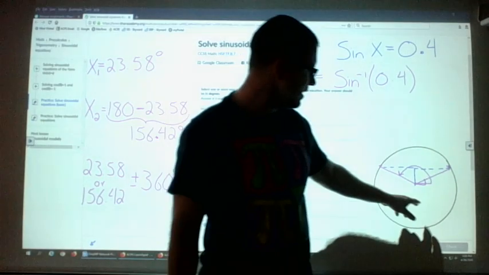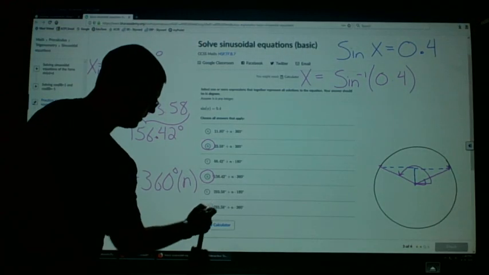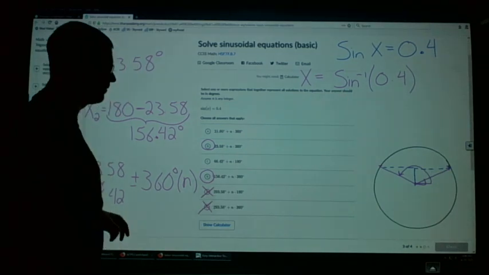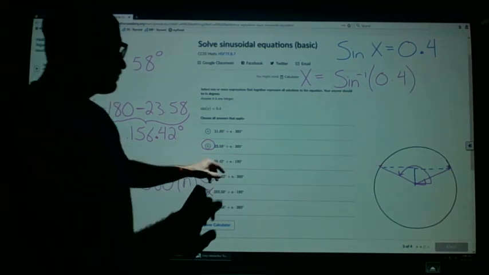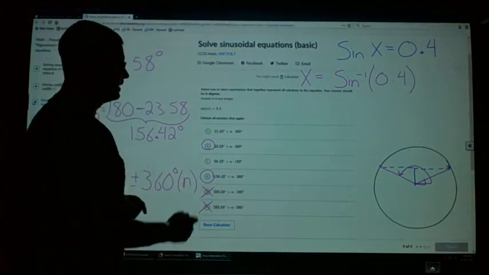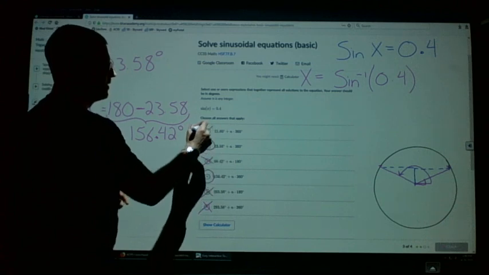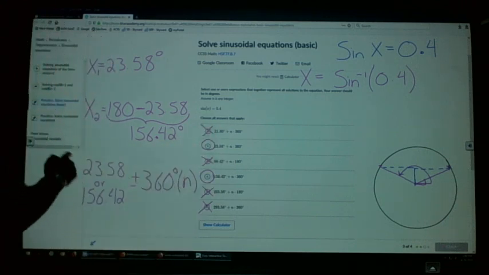293.58, that's way down here in the third or fourth quadrant. That's not going to work. If I can get rid of all those, I know 293.58 is not going to work. 66.42 is in the first quadrant. It's just too big. Complementary angle doesn't work. 21.8 is just in there to throw us off. In fact, it's only B and D that work.